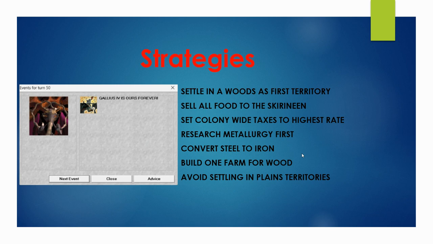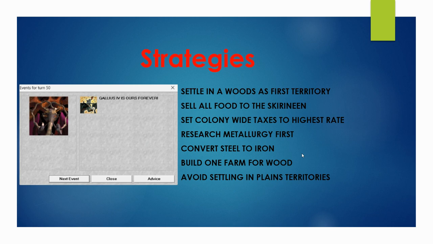I also say sell all your food to the scurry knee. Even if you take over a territory that you're going to keep, you can sell that excess food off because it will transport that food throughout your colony. If you take over a territory that's got 400 food in it and you don't sell it off, that could cost you 800 credits to move that food around to other territories, and it will move it if you have it and give it to your colonists. You want to set the colony taxes to the highest rate.